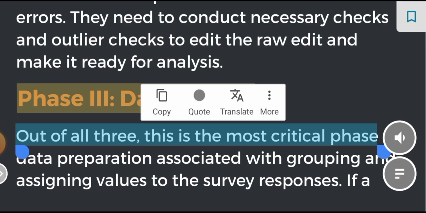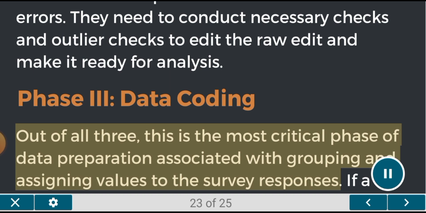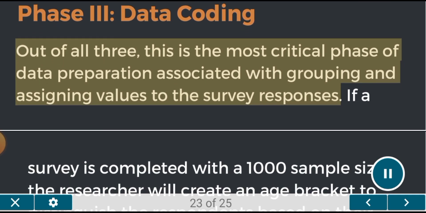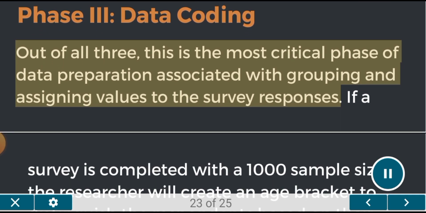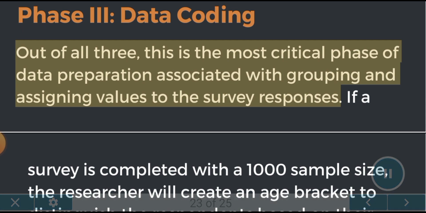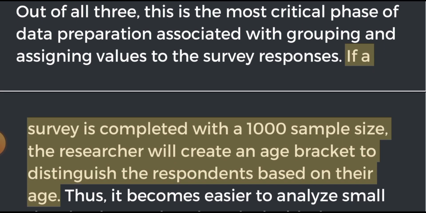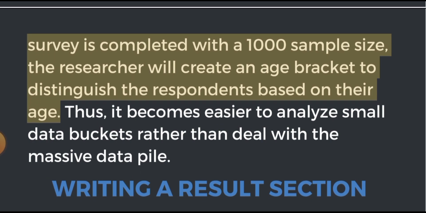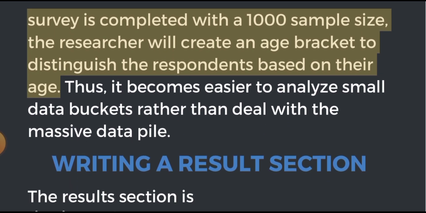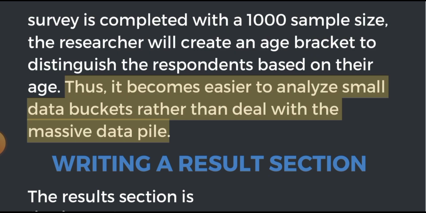Phase 3. Data coding. Out of all 3, this is the most critical phase of data preparation, associated with grouping and assigning values to the survey responses. If a survey is completed with a 1,000 sample size, the researcher will create an age bracket to distinguish the respondents based on their age. Thus, it becomes easier to analyze small data buckets rather than deal with the massive data pile.